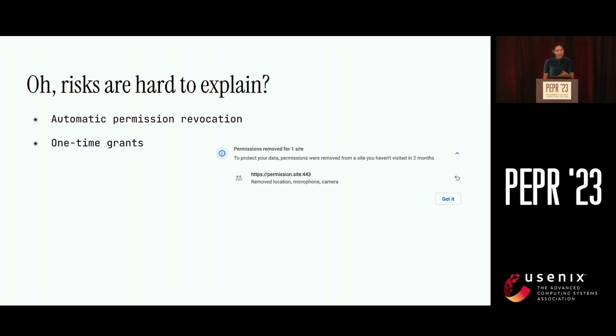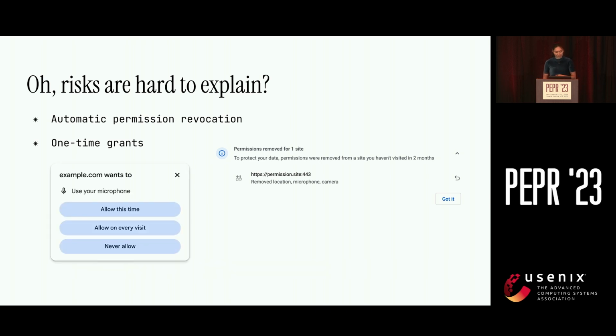The second thing we did is one-time grants. This lowers the stakes for an allow decision and lets people try and see and get familiar with the website. The one-time grant lasts only as long as the tab is around, and after that, the website has to ask for permission again. Both of these are currently going out stable, so that's very exciting.